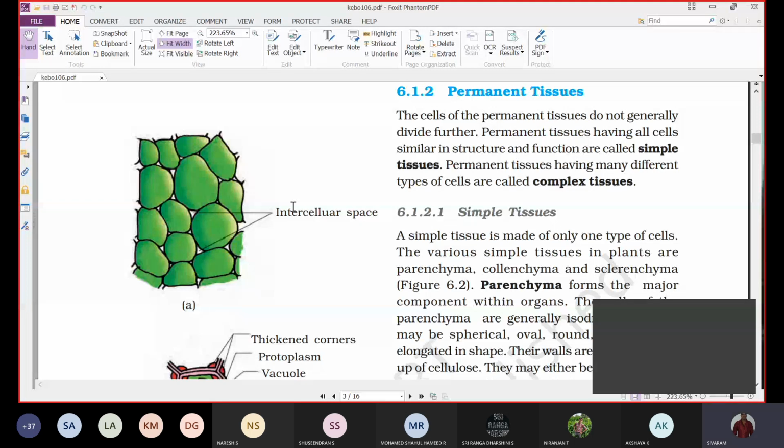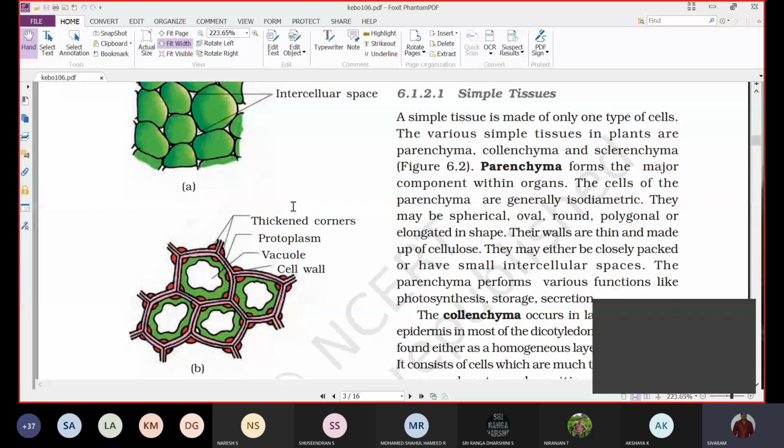And next, usually they perform different functions, like they help in photosynthesis. Because these are living cells, they help in storage of food material and they help in the secretion of certain substances. That is about this parenchyma.